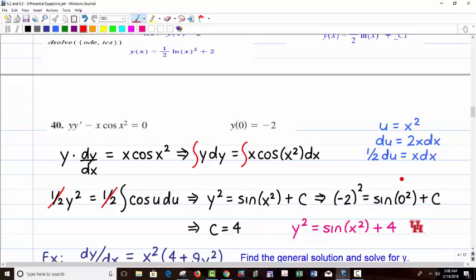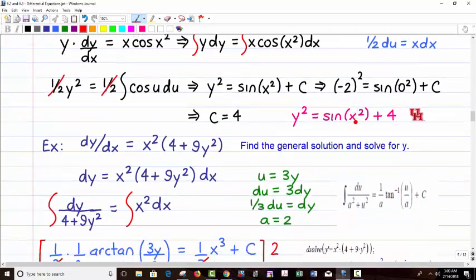And then I just take my general solution right here, and replace C with 4 to get our final answer, which is the particular solution. Okay. All right, let's see. This one is telling us to solve for y.